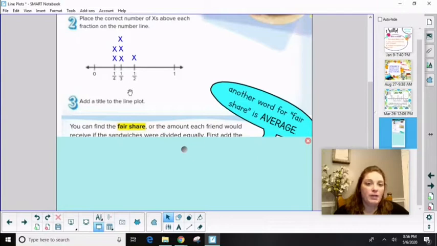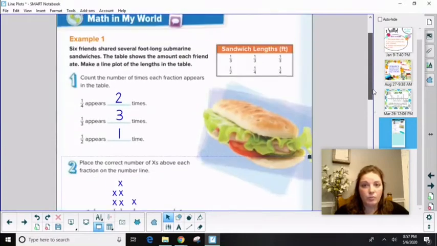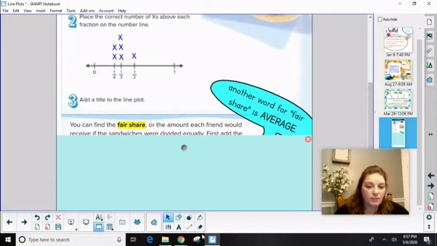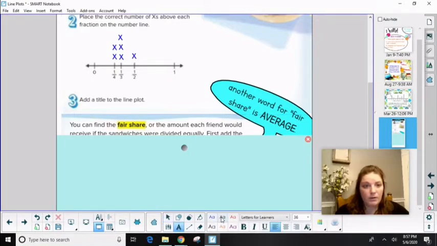And we need to add a title to your line plot. And mine's not showing up. Well, that's stinky. Let's see if I can type it in real quick. My title should match my table's title, sandwich lengths in feet. And I know we're used to putting a title at the top, but on a line plot, I like to put it underneath. That way it reminds me of what these fractions are for down here.